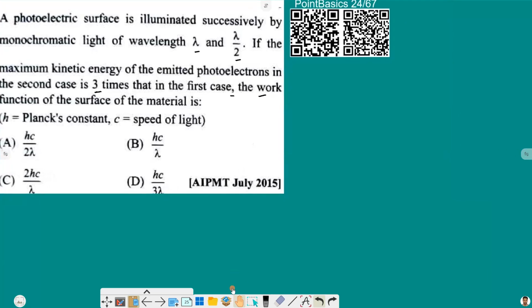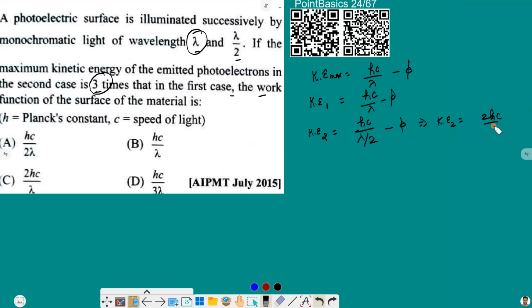The formula for photoelectric effect we have already, that Ke max is equal to hc by lambda, that is basic energy of the incident photon, minus the work function. So for lambda, the kinetic energy of the electron in the second case is 3 times. So let's say in the first case it is Ke1 is equal to hc by lambda minus phi. In the second case, let's say it's Ke2, and that will be hc by lambda by 2 minus phi. And this can be written as Ke2 is equal to 2hc by lambda minus phi.